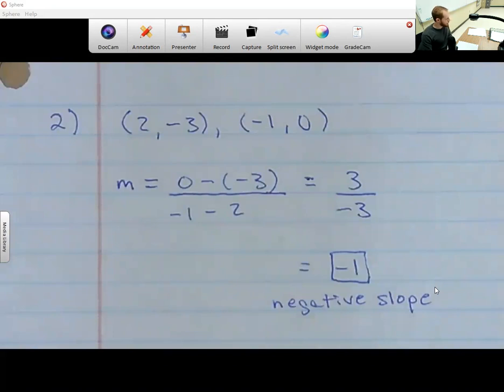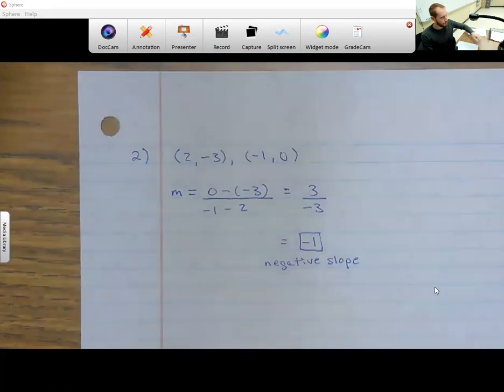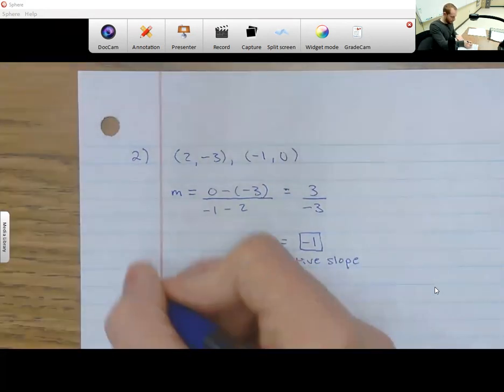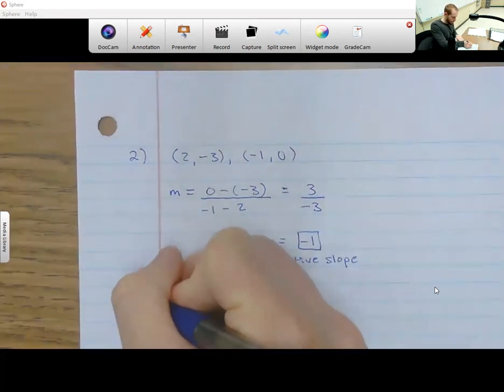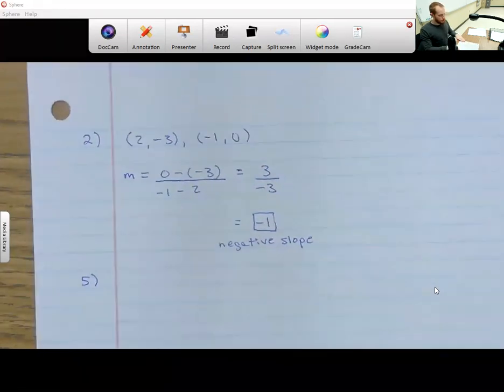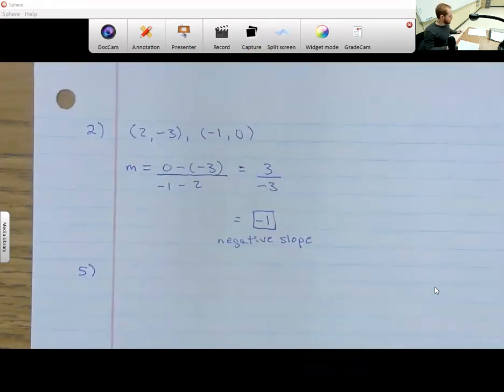Now we're going to skip 4 and we're going to go to 5 and 8. So we're going to do number 5 next. And I am skipping around because I do need to talk about the zero slope and the undefined slope. So let's do number 5. I'll zoom out a little bit. Okay. Number 5. So let's take a look at the graph for number 5.